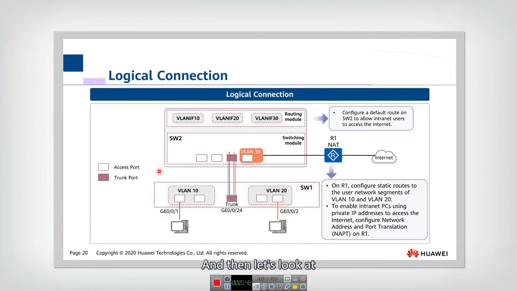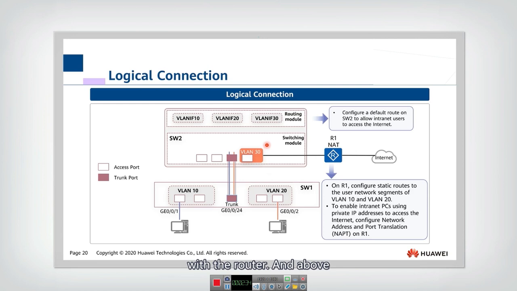And then let's look at the logical connection of this aggregation switch. This aggregation switch is a layer 3 switch. They include two modules. For the switching module, they have one interface connected with switch one. This interface should be of the trunk type to support the traffic from both VLANs. And another interface is connected with the router. If we configure this traffic as VLAN 30, this should be an access port with VLAN 30, and communicate with the router.